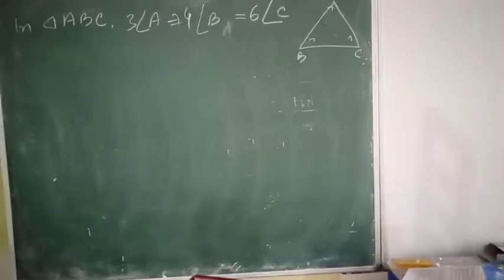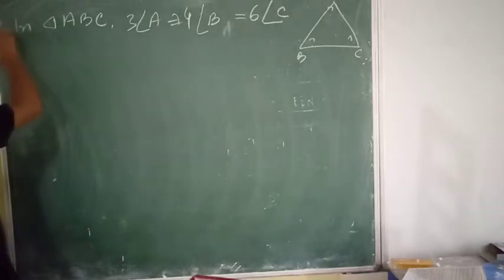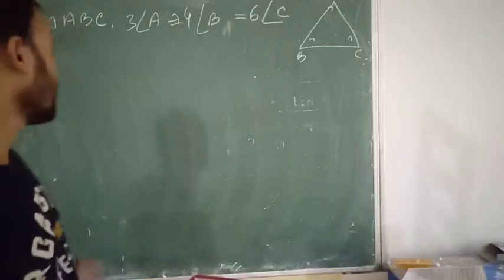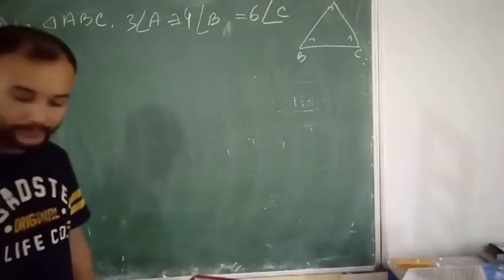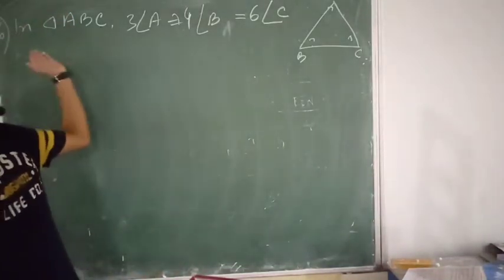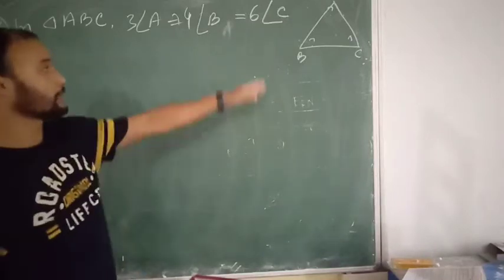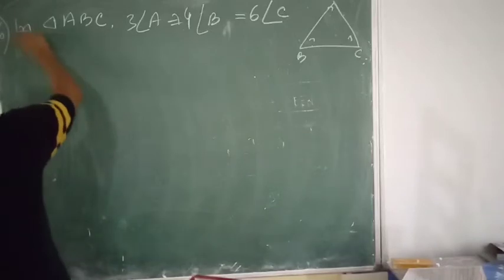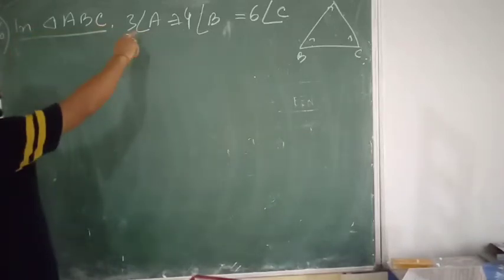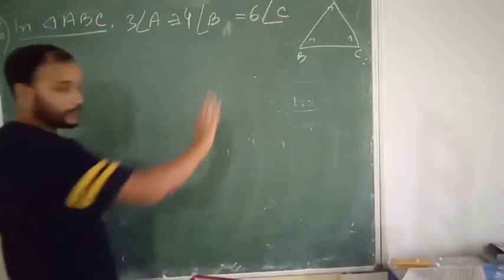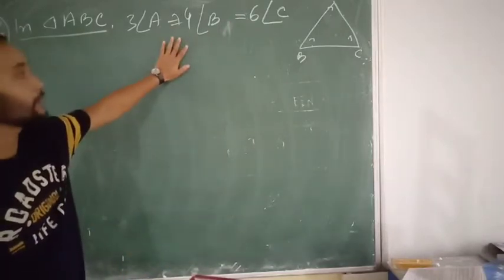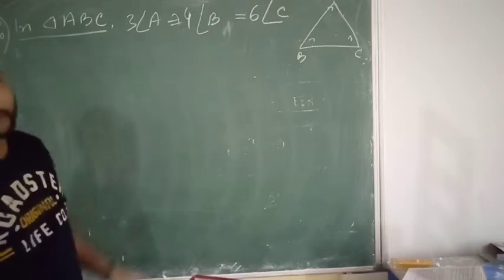Okay, welcome back students. Today we are going to start from question number 6. The chapter is Triangle and its Properties. In my last class, I did up to question number 5, and this is question number 6. A particular triangle ABC is given, and a relation between angle A, angle B and angle C is given. Using this relation, we need to find the measure of all three angles.